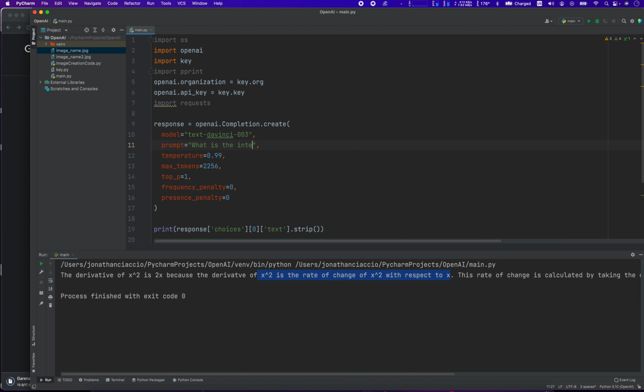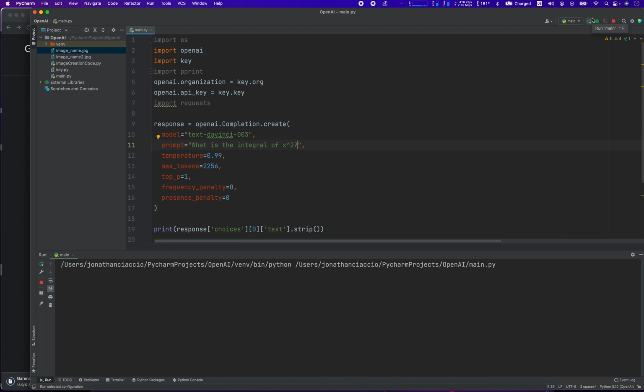so maybe we can ask it, what is the integral of x squared? The integral of x squared is x cubed over 3, where c is the constant of integration. Okay, so maybe we can say, why is the integral of x squared x cubed divided by 3? Let's see what it says.